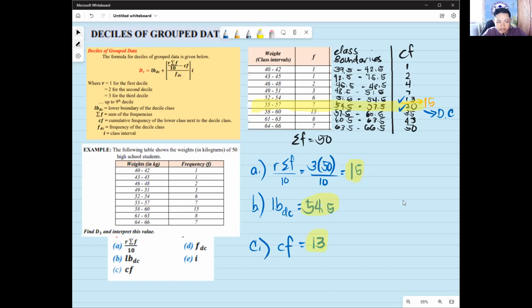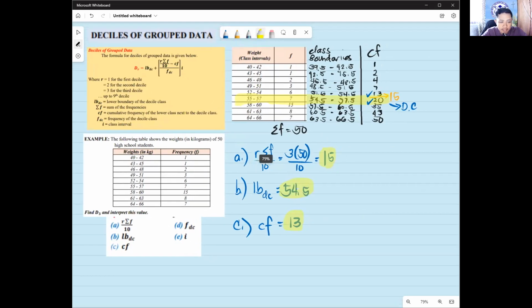Okay? Next, let's have another. Next is letter D, the frequency of the decile class. This is just easy. Or you can actually name that term based on the given letters. Of course, your decile class is this. We have marked it already. Where's the frequency? Ayun, look at there. Wherever that is, whatever is the frequency of your decile class, that's it.